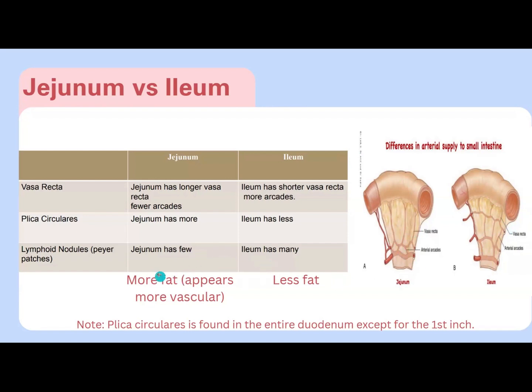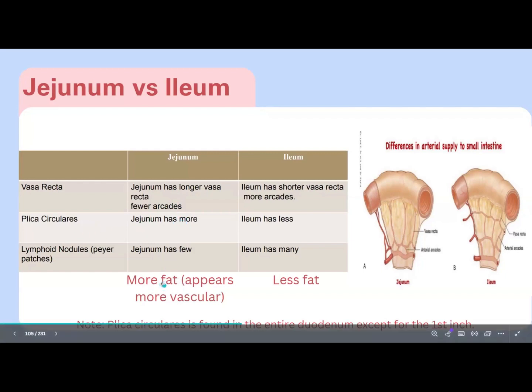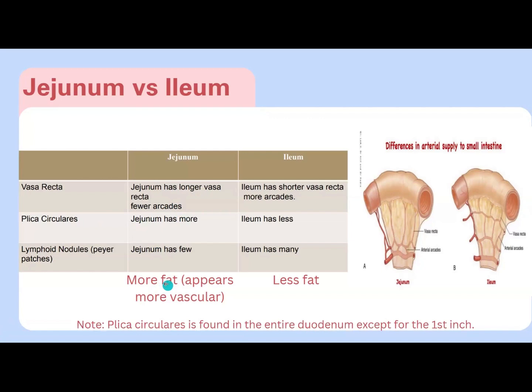And something that's also important for you when they give you the OSPE question, because they're going to give it to you on a cadaver, so you're not going to be able to tell them lymphoid nodules. You're going to tell them either vasa recta, arcades, or that the jejunum has more plicae circulares and more fat. They're probably going to ask you to name 3 differences. So the best 3 to name are: the jejunum has longer vasa recta, fewer arcades, and more fat. Or you can say that the ileum has shorter vasa recta, more arcades, and less fat.